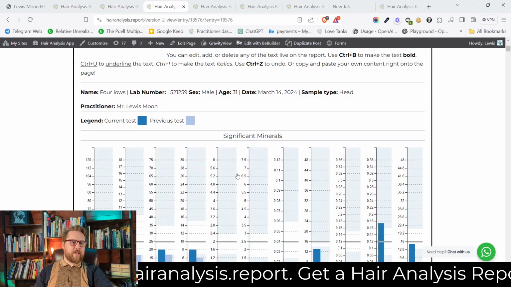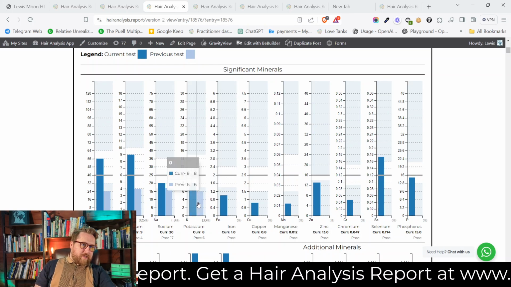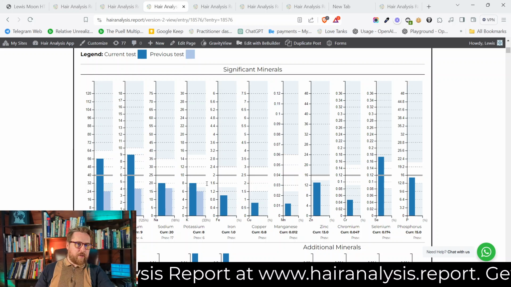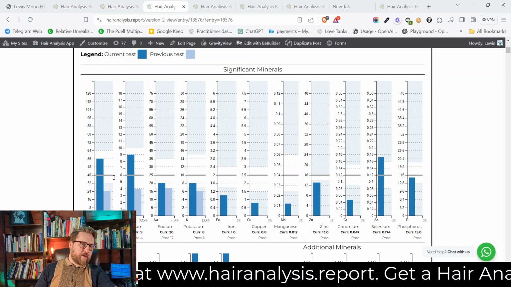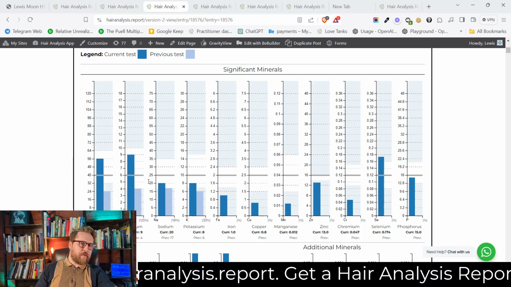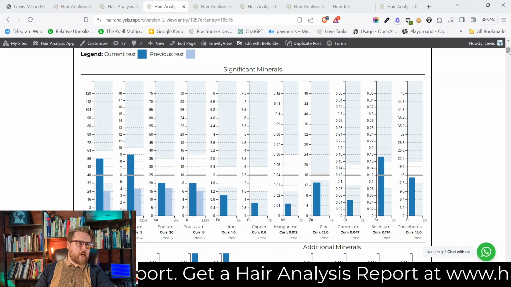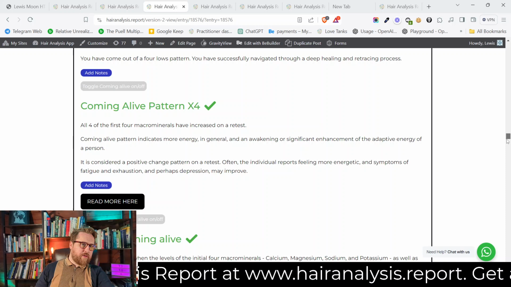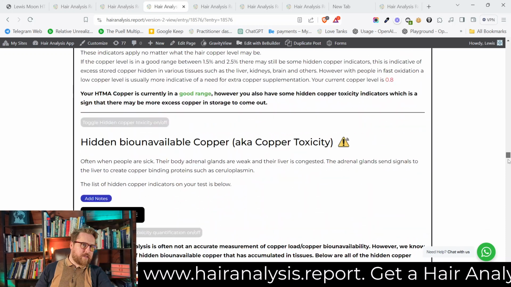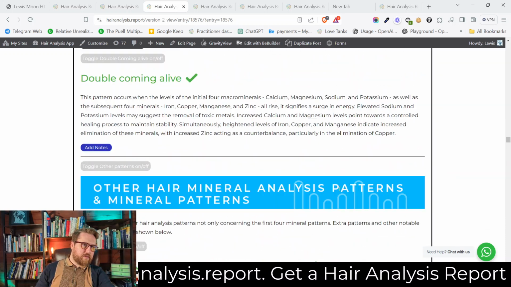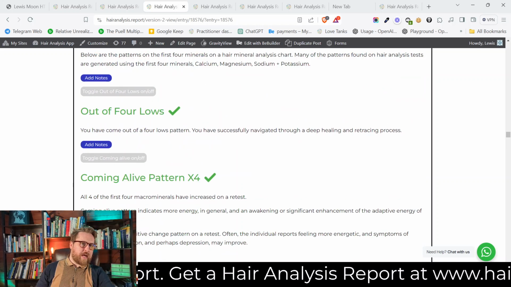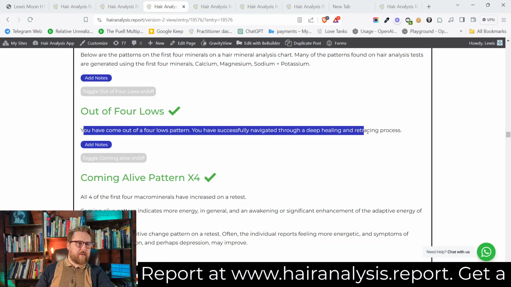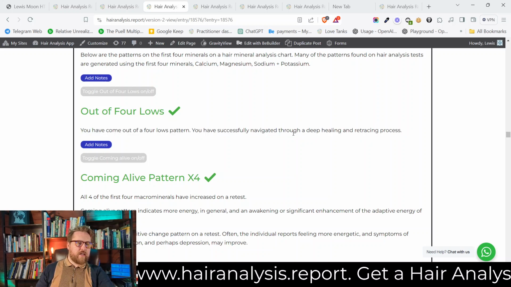Alright, moving on to the next one. Let's see what we've got. The individual was in a retest previously because the light blue is all below ideal. And the person has actually come out of a follows pattern into slow oxidation, which is a nice pattern to be in. On the pattern, we've got an out-of-follows pattern, a joy pattern, a big green tick. You've come out of follows, you've successfully navigated through a deep healing and retracing process.